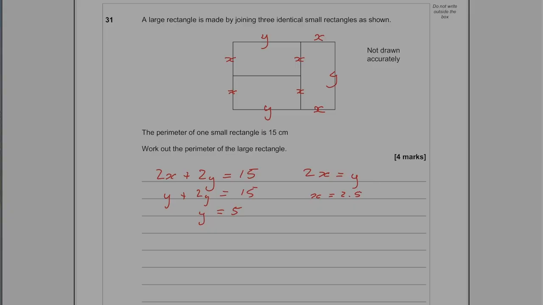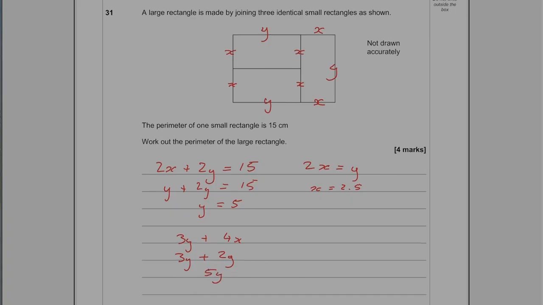Although we can kind of say that the perimeter is going to be 3y plus 3y plus 4x plus 4x, equal to the perimeter. So that's really what we want to try and find. I don't really need x at all. So I can say that 3y plus 2y is going to be 5y, so it's got to be 25.